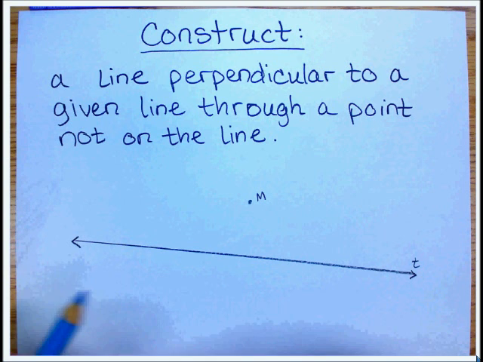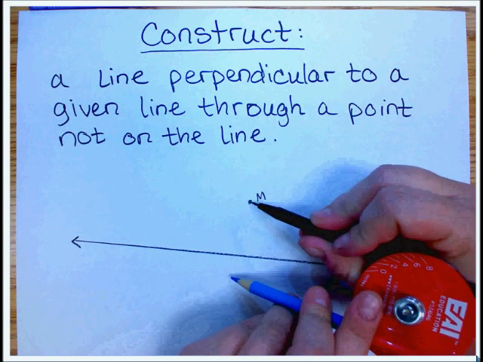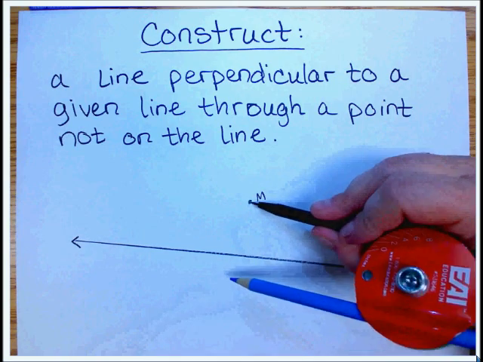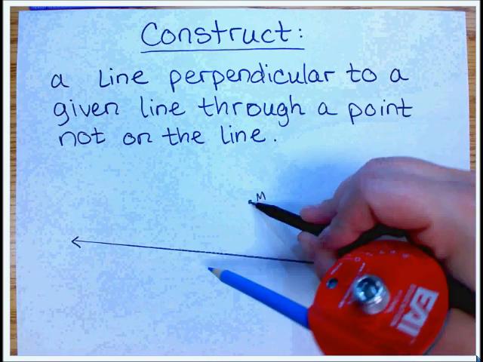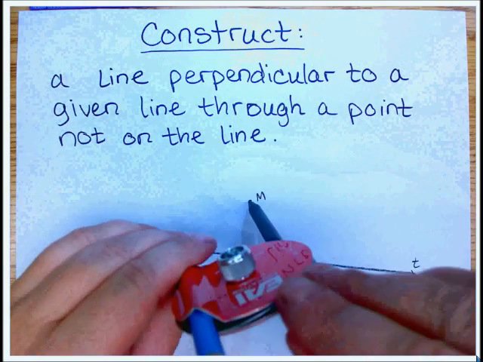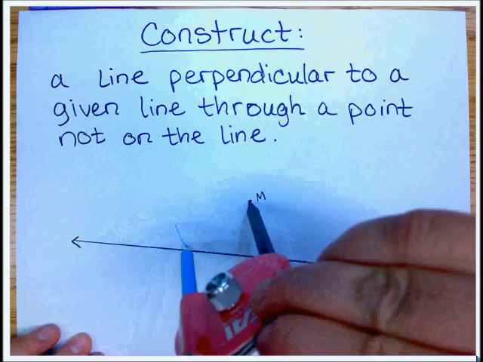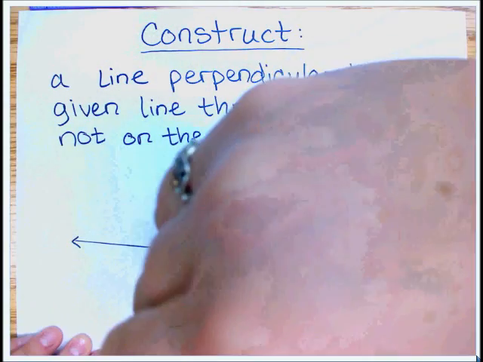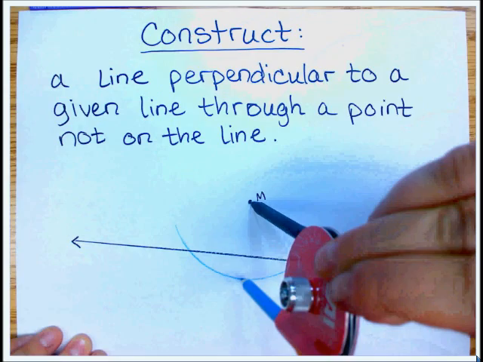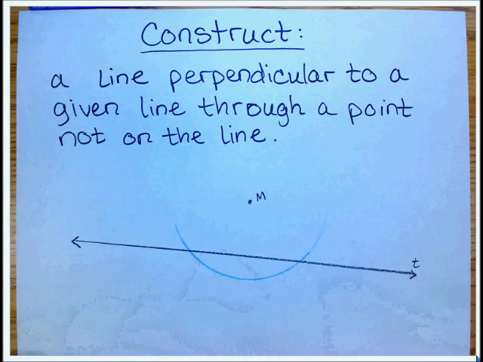Here's what you do. The first thing you're going to do is adjust your compass so that it is longer than the distance from M to line T, because you're going to want to draw an arc that is centered at M. You're going to want to draw an arc that goes around and intersects T at two places. Alright, so there's an arc that intersects T at two places.